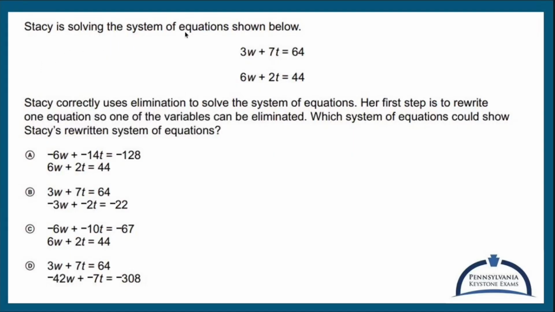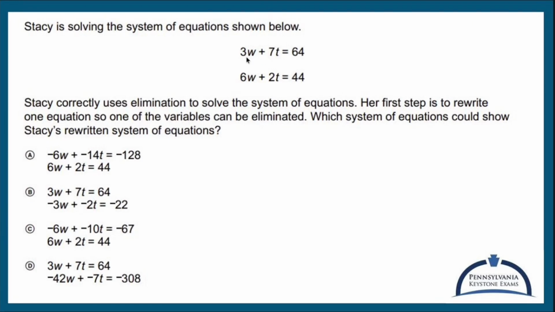Stacy is solving the system of equations shown below. You got 3w plus 7t equals 64. You got 6w plus 2t equals 44. Stacy correctly uses elimination to solve the system of equations. Great. Her first step is to rewrite one equation so that one of the variables can be eliminated. Which system of equations could show Stacy's rewritten systems of equations?